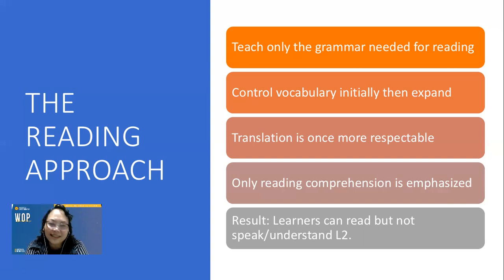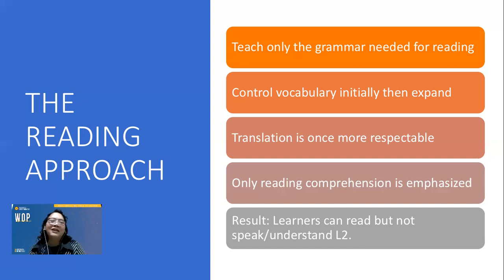So here, translation is respected from the target language to the native language, because the main focus for the teacher is comprehension. You read and you understand what you've been reading. Only reading comprehension is emphasized, but then what is the product? The student wouldn't be able to speak the language, but they can understand. So it's the reverse side of the direct method.